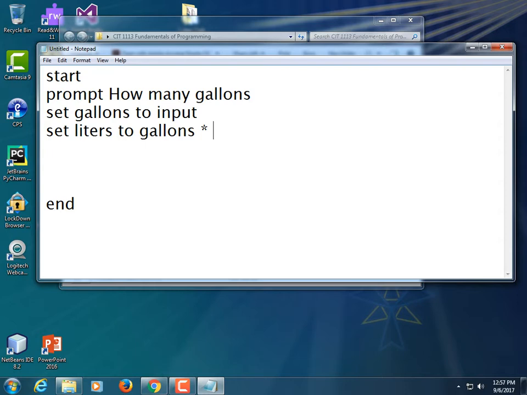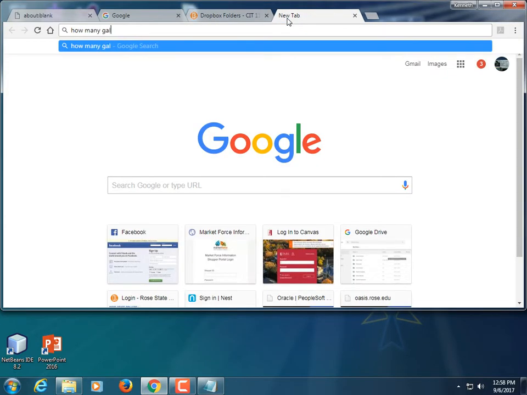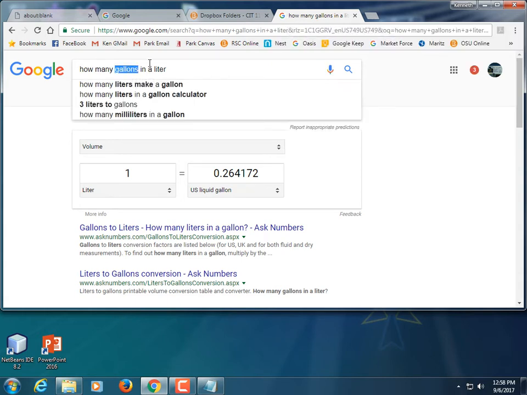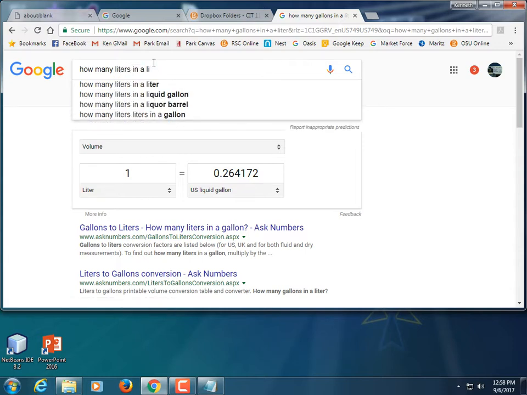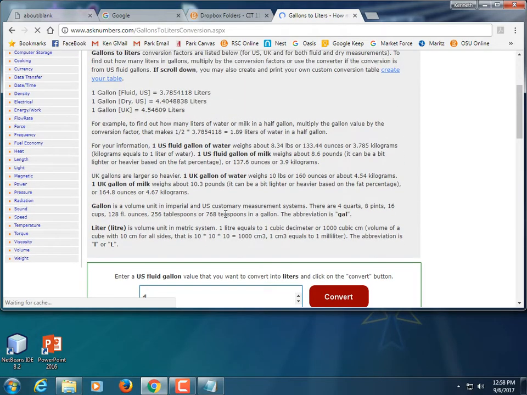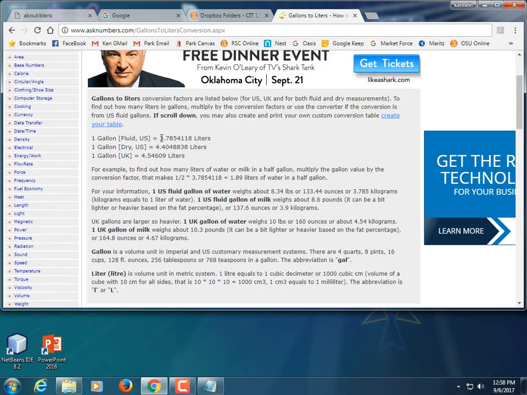How could I possibly figure that out? Google. I think I've heard of that once. So I said, how many gallons in a liter? Okay, how many liters in a gallon then? Liters in a gallon. Can't type. Okay, so gallons to liters, it's basically there's a gallon of milk, weighs about 8 pounds. How many liters? There it is. 1 gallon equals 3.78 for sure.